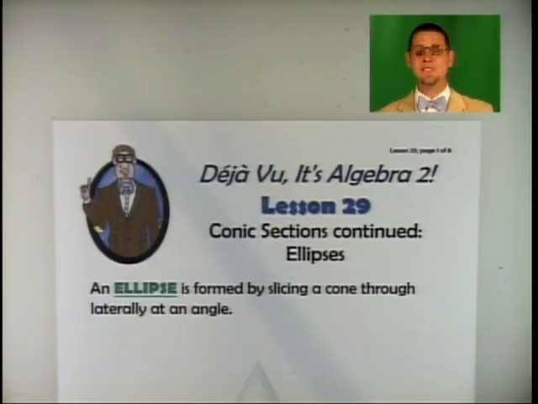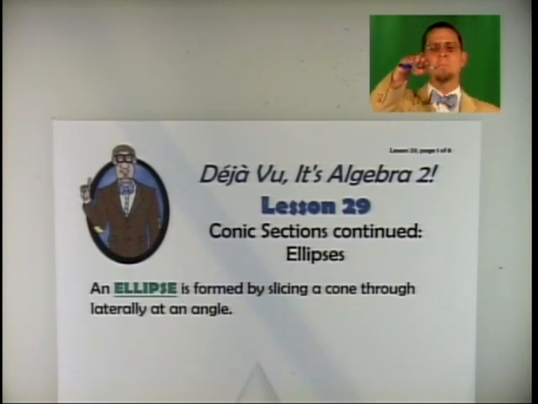All right, lesson 29. Conic sections continued. Ellipses today. Now remember, I brought my little breakaway model of my cone last week, and we said that a circle is something that you get when you slice a cone parallel to the base. Well, how do you get an ellipse from a cone? It's a conic section after all.